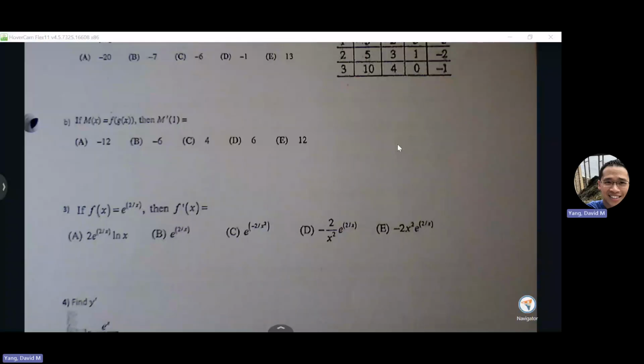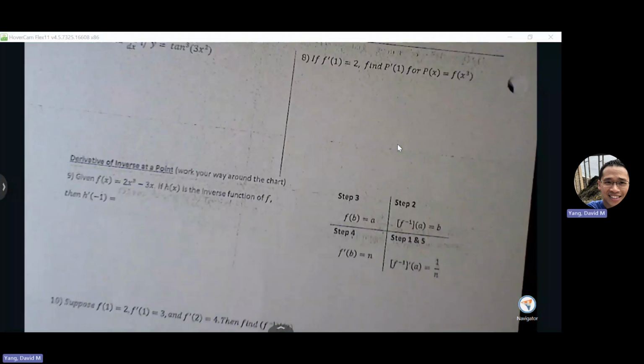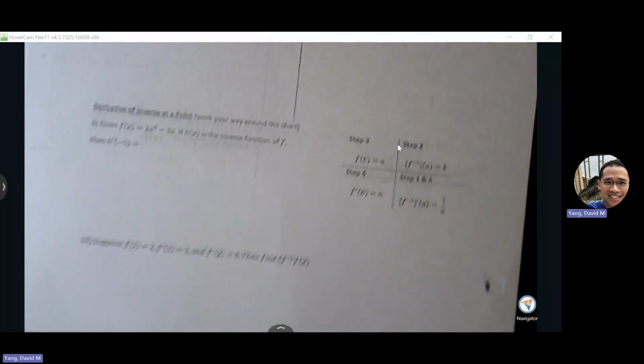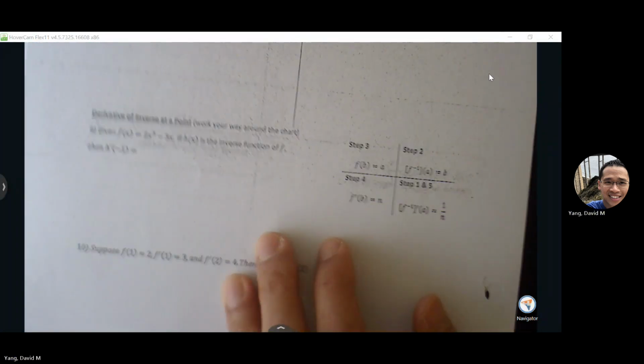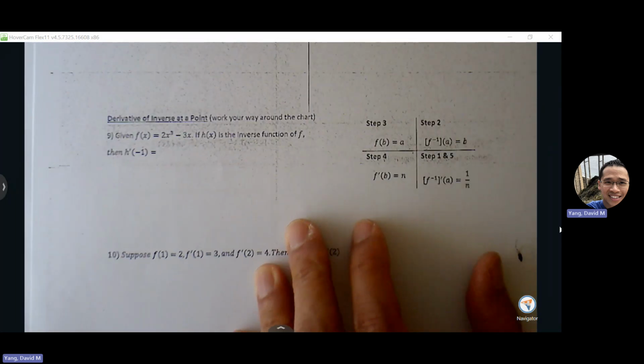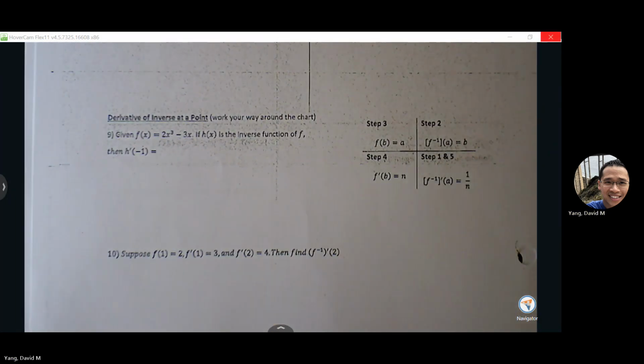Highlight some problems. You guys showed me 4 through 8, but I wanted to make sure you guys are good with the derivative of inverse at a point. This is page 6 in your packet. You already did this for homework, but for first semester, I want to make sure that you can have any questions here. So number 9.